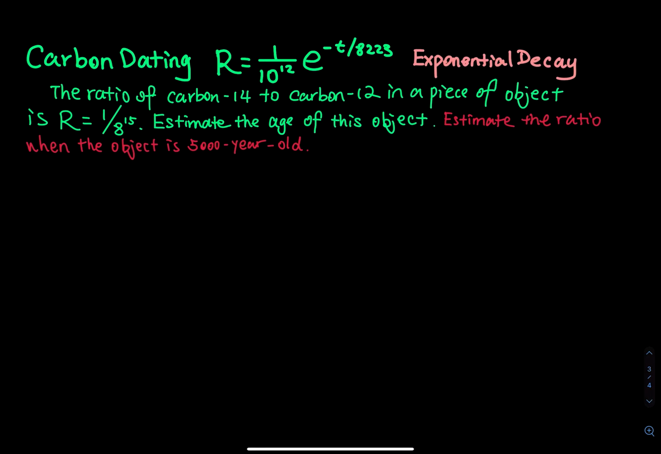And then we have the exponential term. The rate is negative 1 divided by 8223. Since the rate is negative, this is an exponential decay. And then t is time in years.